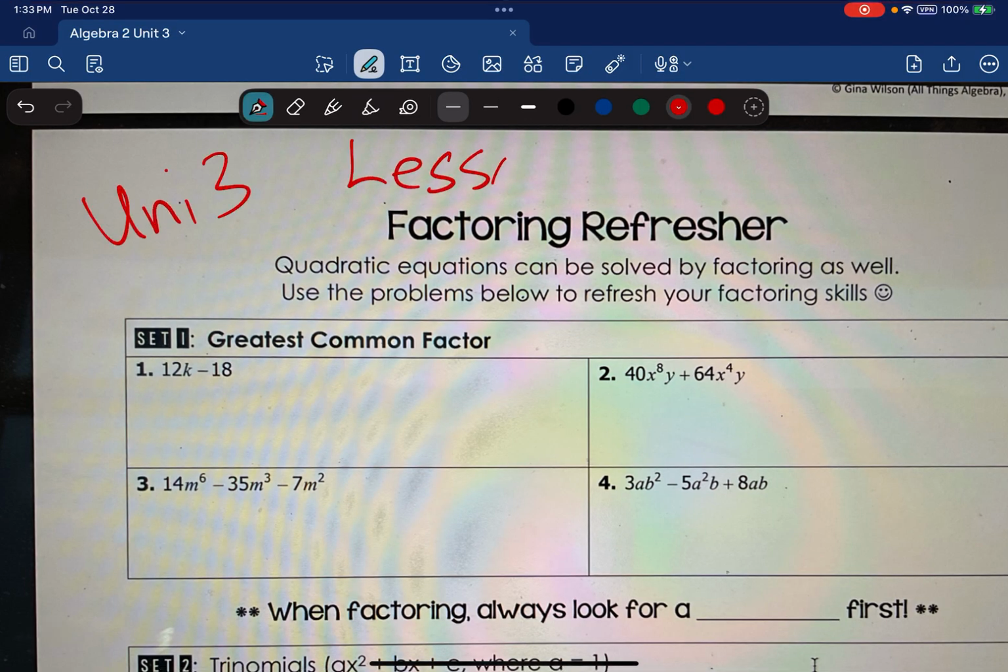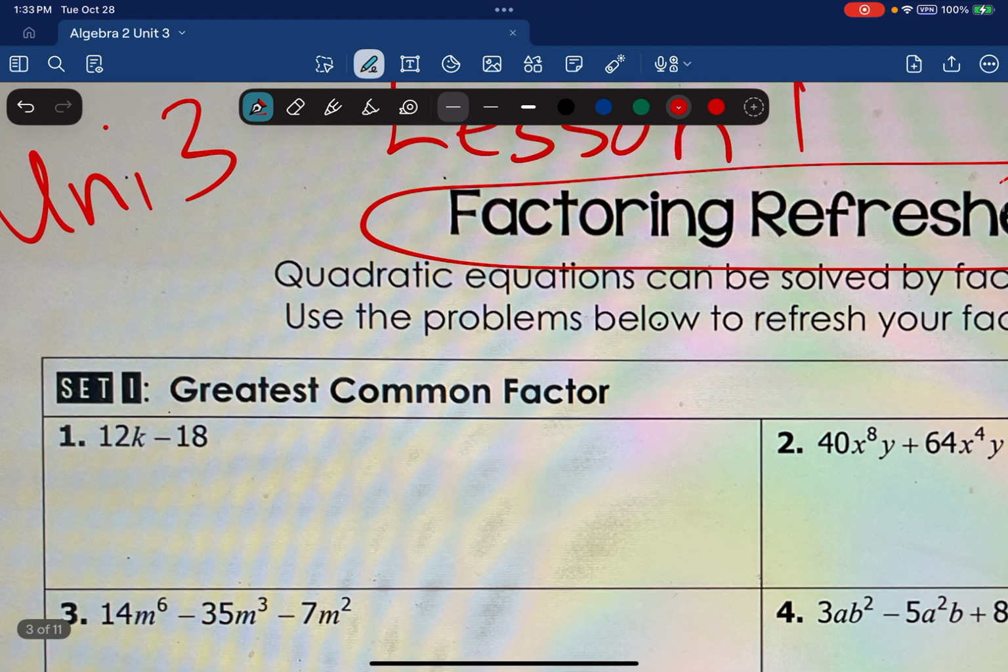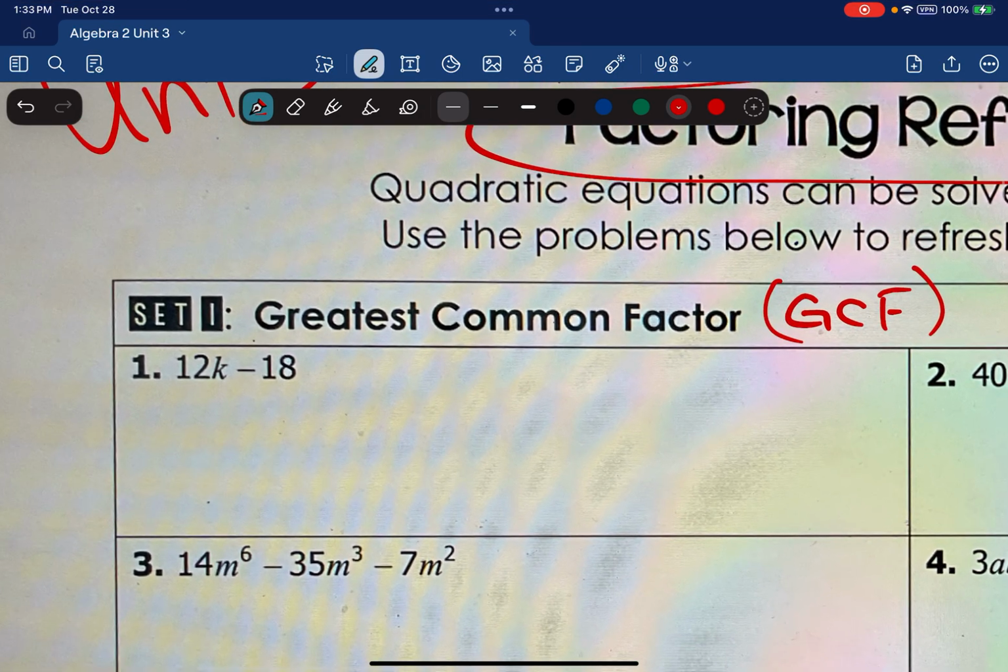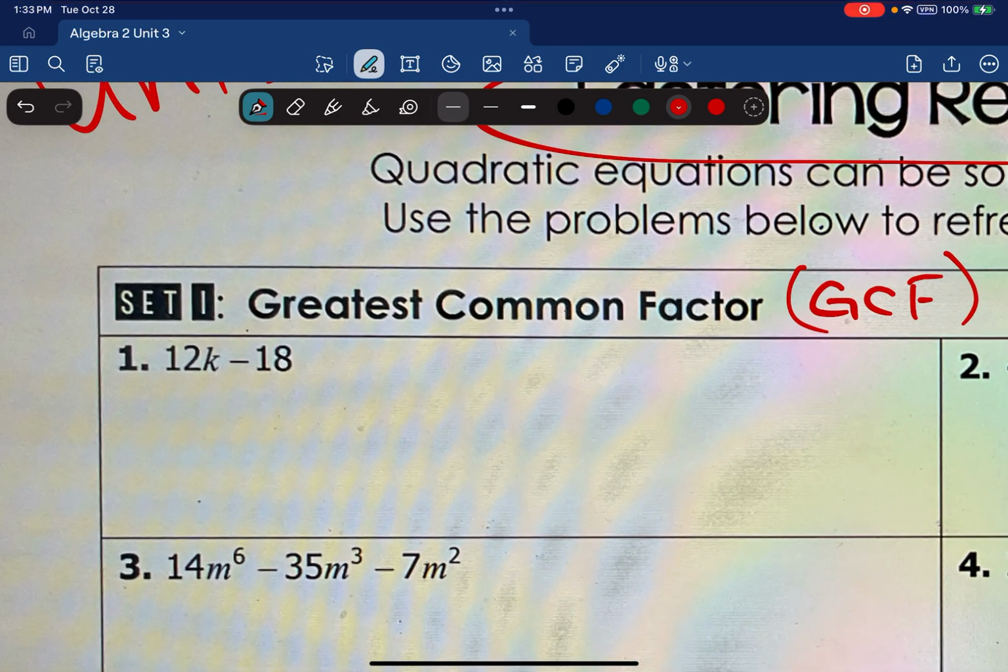This is Lesson 1. We're going to do a factoring refresher. In Algebra 1, you would have learned to factor. Factoring is the opposite of the distributive property. So if the distributive property is multiplication, factoring is division. The first type of factoring you would have learned is how to find a greatest common factor, or a GCF. When you're finding a greatest common factor, you're looking for the biggest possible number and the maximum amount of variables that I can factor out of all the terms.